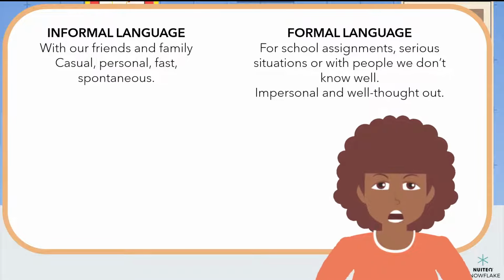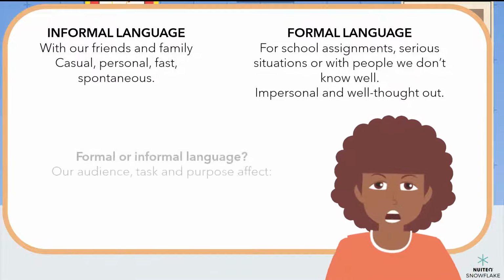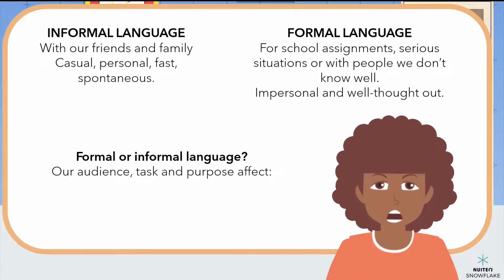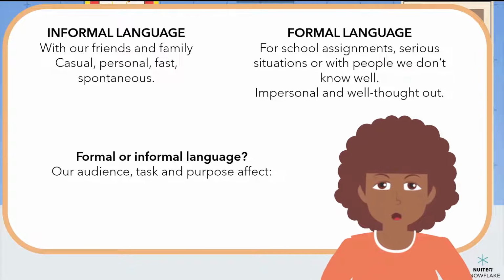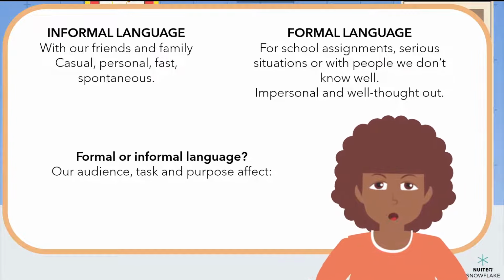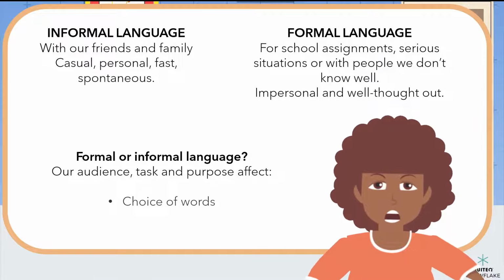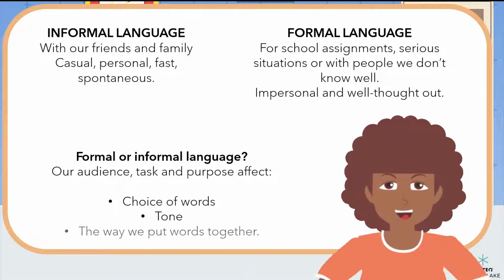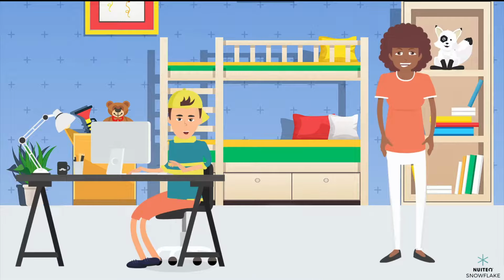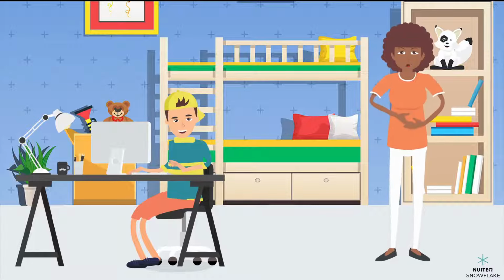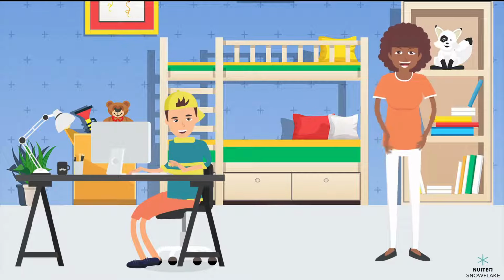Choosing which kind of language we use depends on several things: our audience, our task, and our purpose. If we consider whom we are communicating with, what we are trying to say, and why we want to say it, we might change our choice of words, our tone, and the way we put our words together. So, when I'm speaking to Grandma, I'm using informal language, and when I'm writing an essay, I'm using formal language? Yes, that's what you are meant to do anyway.